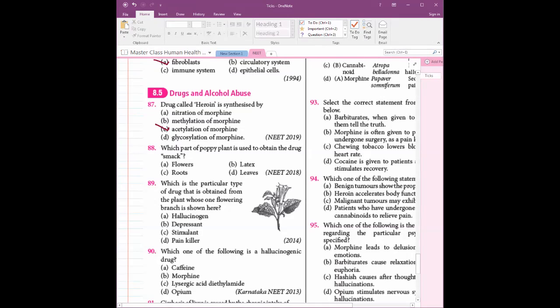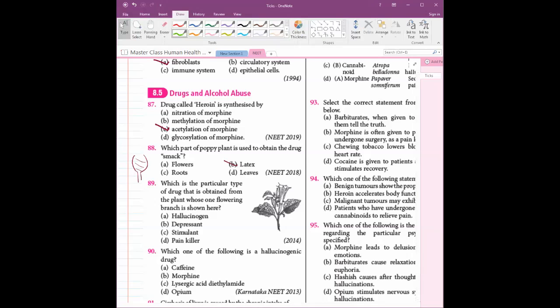Okay, chalo. Which part of poppy plant is used to obtain the drug smack? So tell me, which thing is going to be used for smack, guys? Answer is latex. If you have ever seen the poppy plant, it has these flowers like this, and what they do is they cut this layer. They make several cuts like this, and because of these cuts, it gives out that latex, that white thing which is oozing out. That is nothing but the latex from the flowers, basically the flowers, or the fruit that it is trying to form.